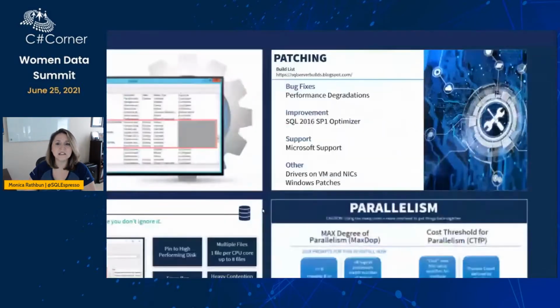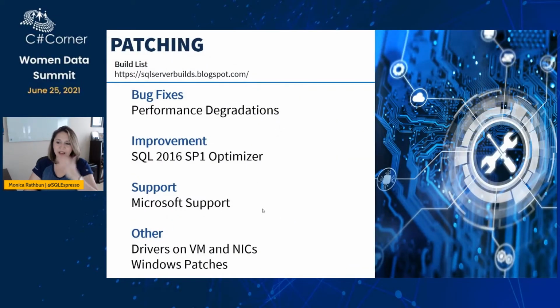So next, we're going to talk about patching. Everybody talks about patching when it comes to security, right? We want to make sure there's no loopholes. We're on the latest patch. We don't want anybody actually getting into our system. But as a DBA, we need to go and think beyond that. We want to talk about performance.